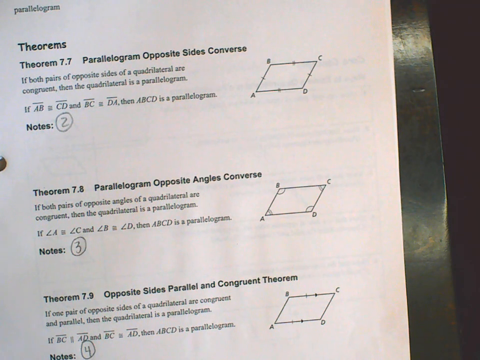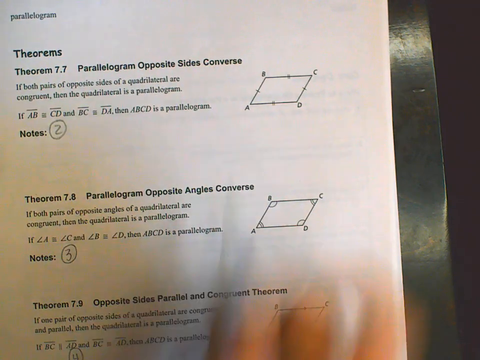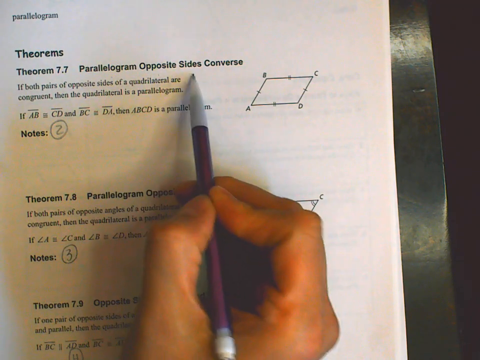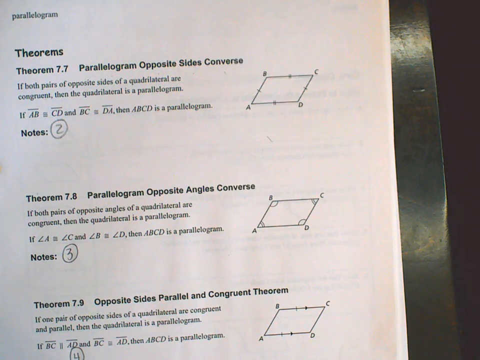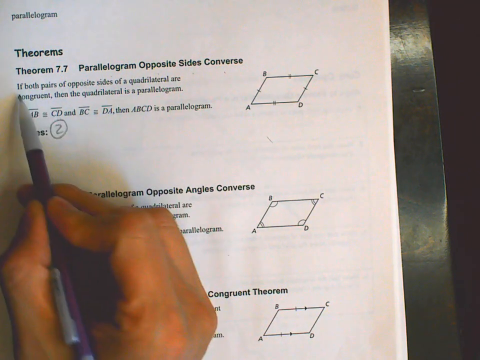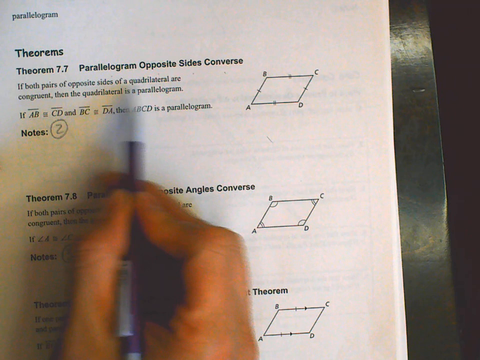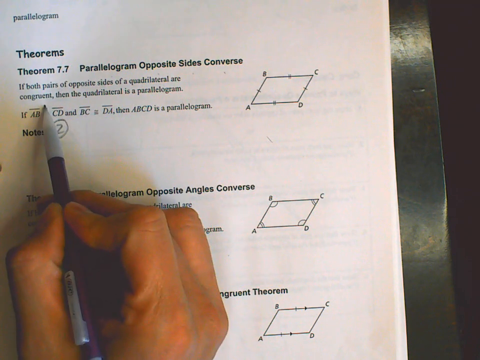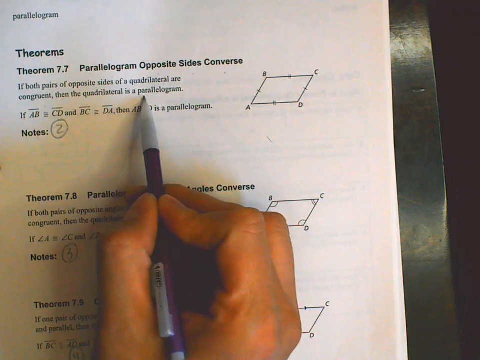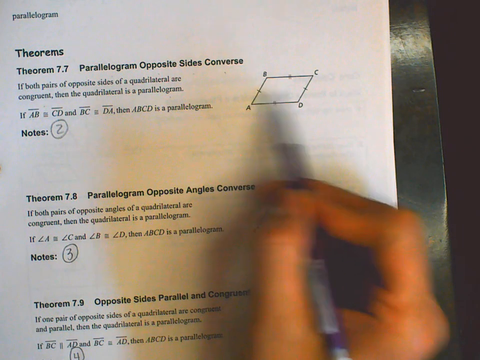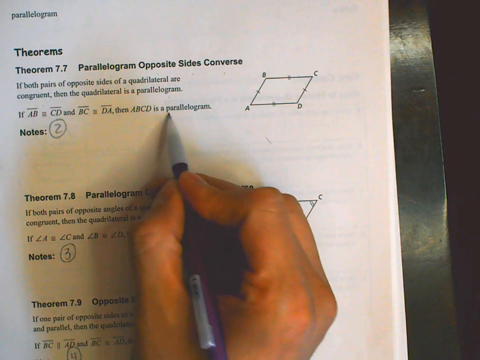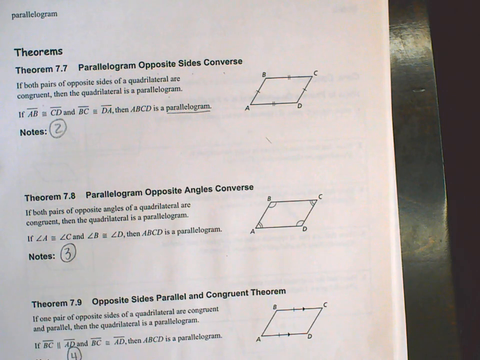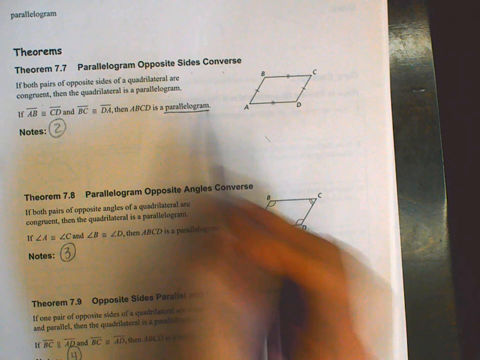Okay, so here is the first theorem. The parallelogram opposite side converse, because we did the one with the theorem not yesterday, but in the previous lesson. So it says this: if both pairs of opposite sides of a quadrilateral are congruent, then the quadrilateral is a parallelogram. So here, if these two sides are congruent and these two sides are congruent, then we're going to do a proof on this one that it's going to be a parallelogram.